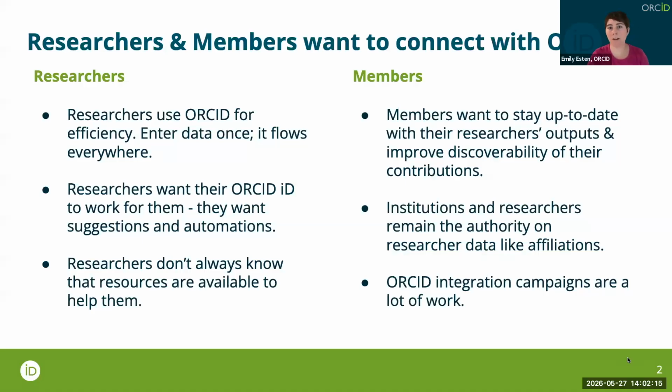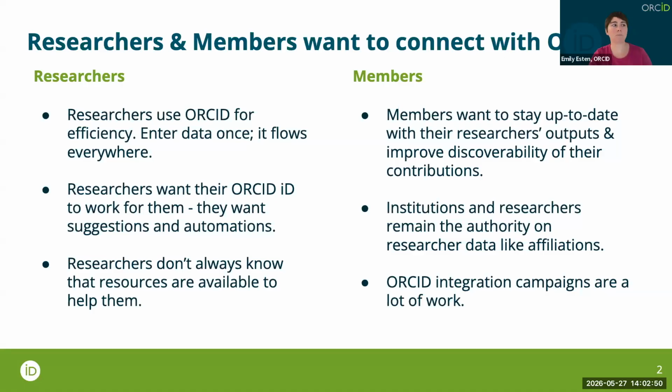So part of my work at ORCID is talking with researchers and members on feedback of things where there are gaps between making their ORCID work most effectively for everyone. So one of the things that we all know is that researchers and members want to use ORCID and connect with ORCID. So researchers use ORCID for efficiency. They want to be able to enter their data once and then have it flow out into all the other systems that they can connect with. They also want their ORCID ID to work effectively for them. So they're looking for suggestions and automations on where to connect, how to get more information and more data into their ORCID record.